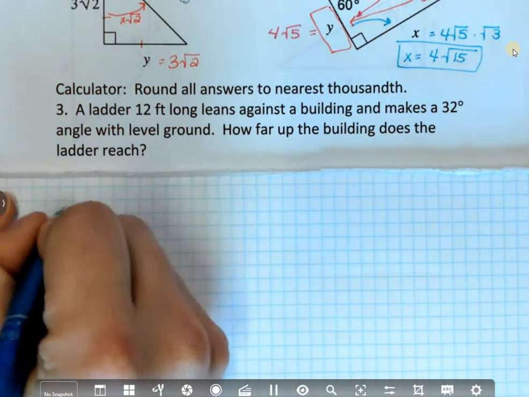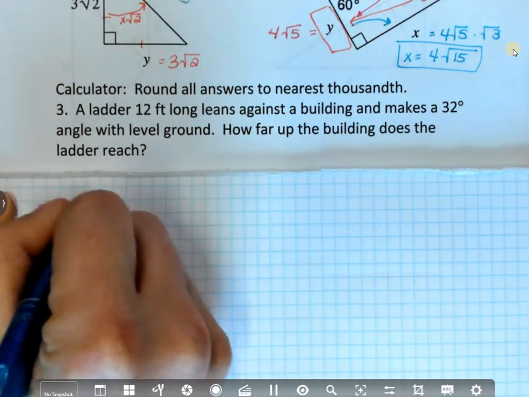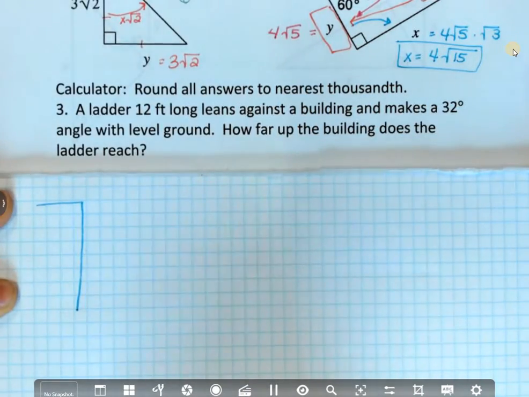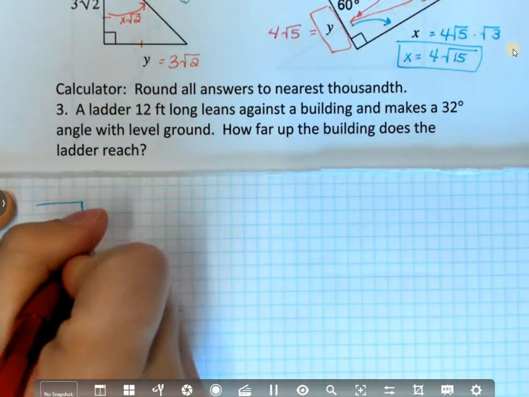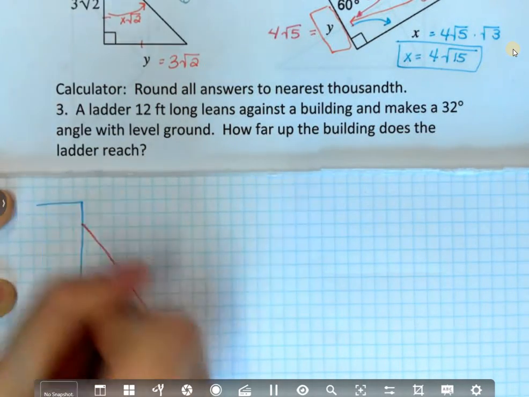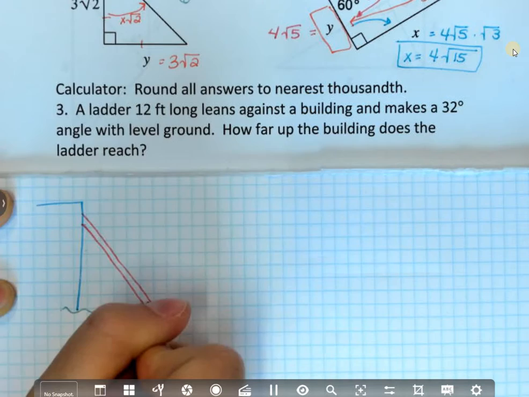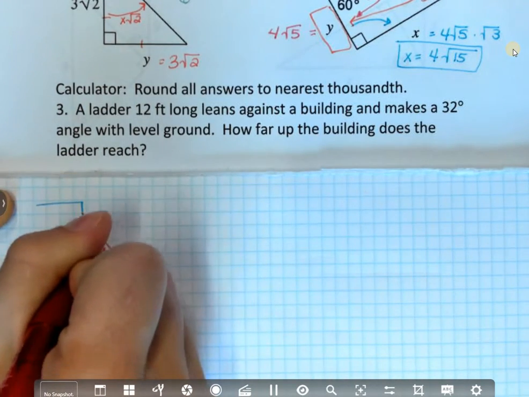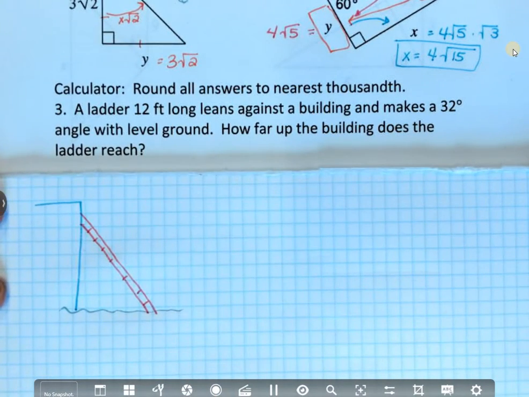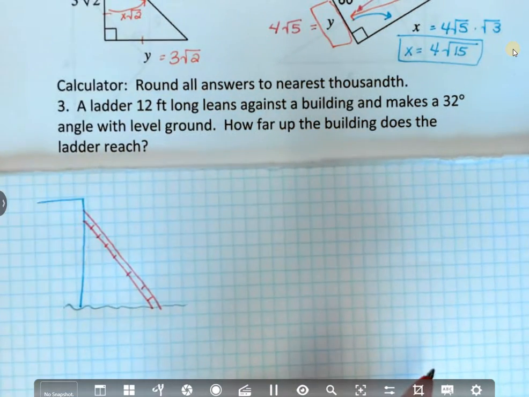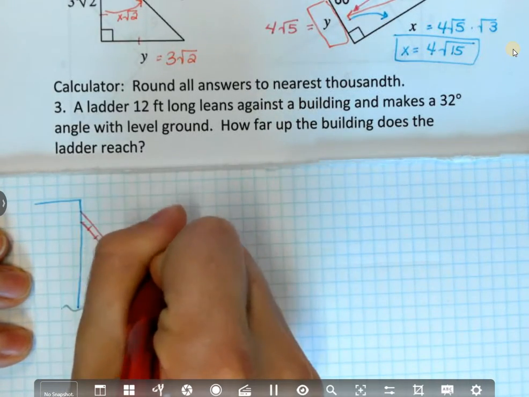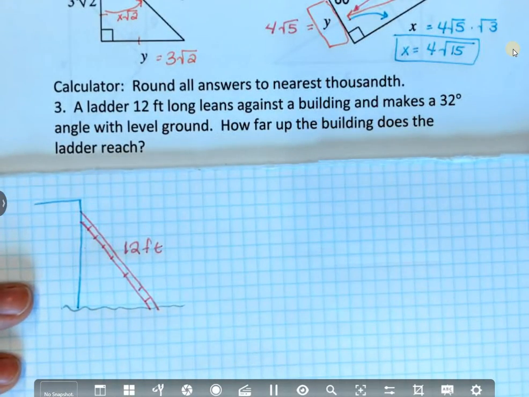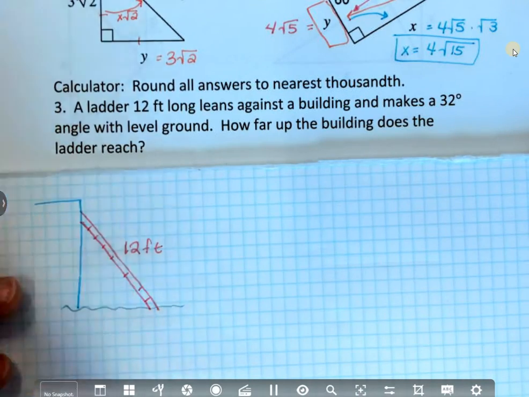So on number 3, I have a ladder leaning against a building. So here's my building. There's the ground. I'm going to lean my ladder up against the building. Just so you know, that's the ladder. The ladder is 12 feet long. Which color, blue, green, or red, is going to be 12? Red, because that is the ladder. The ladder is 12 feet. It makes a 32-degree angle with the ground.